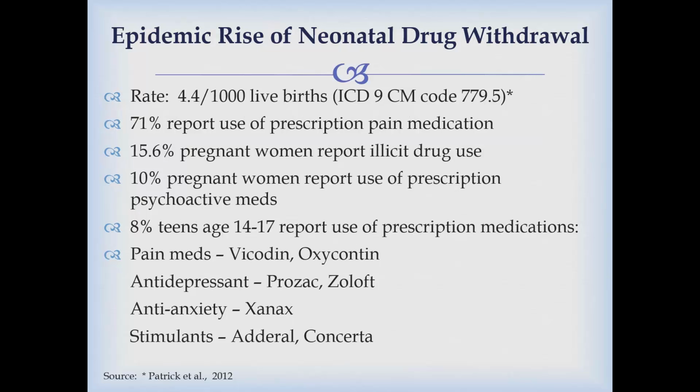And again, when we go forward talking about insurance and establishing understanding within companies, this will be an important ICD code to remember. 71% of moms report use of prescription pain medication through the pregnancy. 15.5% report illicit drug use. 10% of pregnant women report the use of prescription psychoactive medications. 8% of teenagers, ages 14 to 17, report the use of prescription medications such as pain meds, antidepressants, anti-anxiety medications, and stimulants.